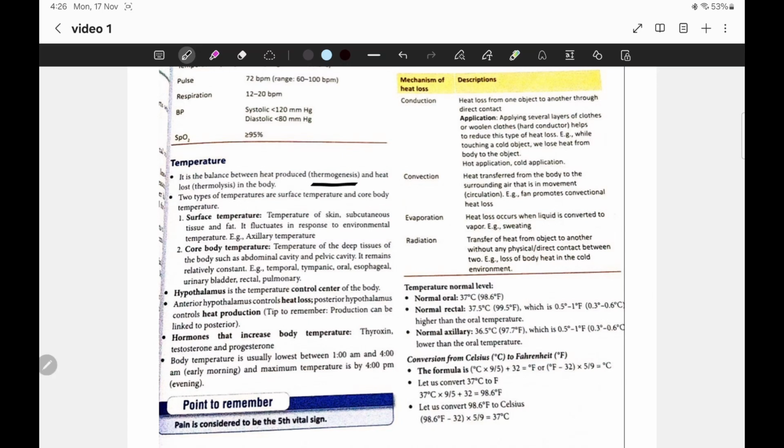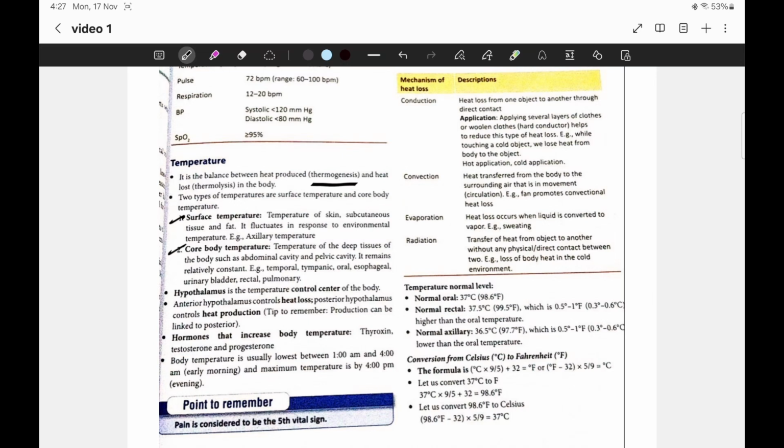The word lysis always indicates breakdown in the body. There are two types of temperature, surface and core body temperature. The surface temperature is taken from the surface, that is the axilla. If the outer skin, fat tissue, or subcutaneous tissue is in direct contact with the climate or external surface, that will change the temperature of that surface. That is known as axillary temperature.